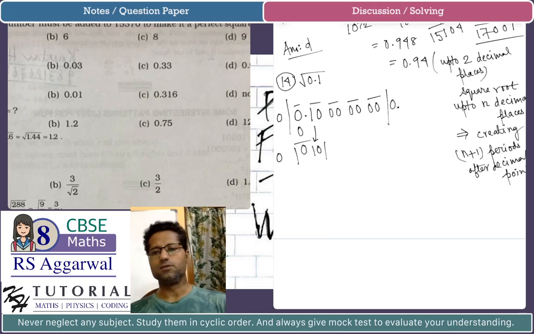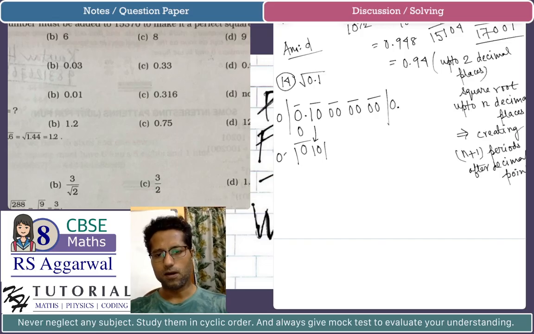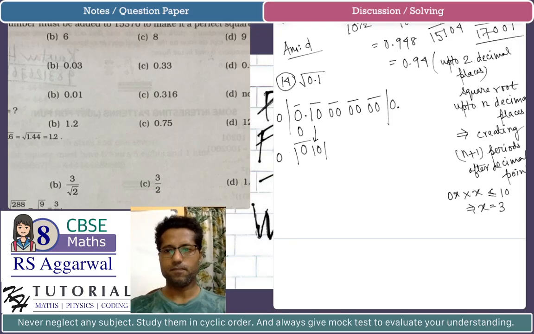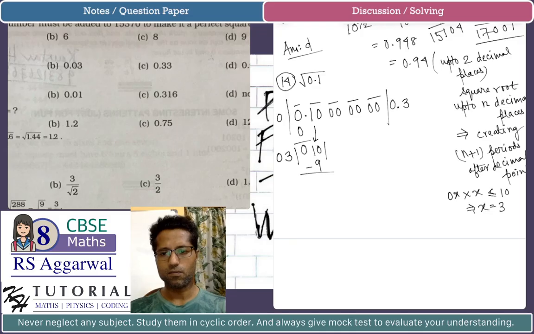Okay, 0. Fine. Now we have to add a digit over here such that the 2-digit number 0x, which is basically x, multiplied by x has to be less than or equal to 10. So this implies obviously x will be 3, and 3 will also be appended to the quotient, and 3 multiplied by 3 is 9. We subtract 9 from the current dividend, which was 10, we get 1.